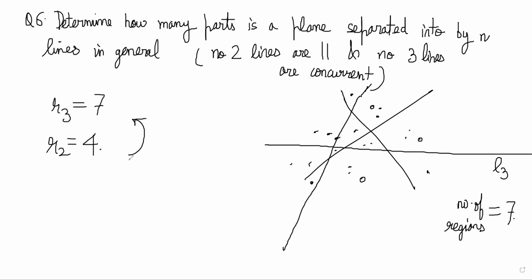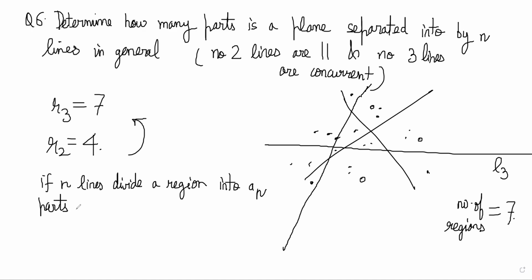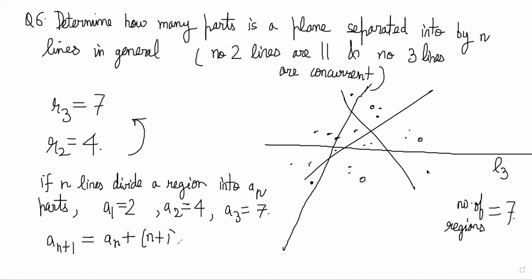So what you will end up getting is, if n lines divide a plane into an parts, then a1 is 2, a2 is 4, a3 is 7, and the pattern is kind of obvious after that. The pattern is an+1 = an + n + 1.